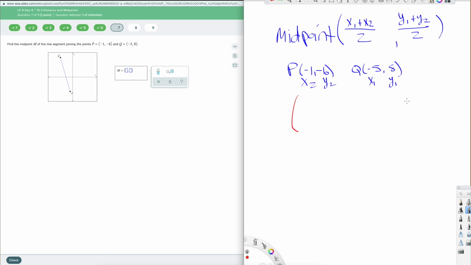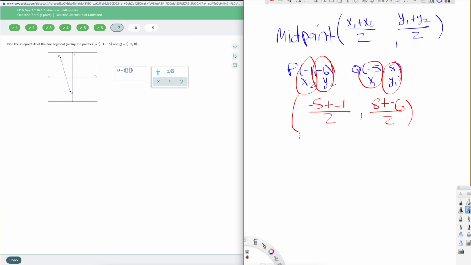our coordinates here. It's going to be plus, and then we're dividing by 2 no matter what. So these pieces aren't going to change. What is going to change is what we plug in here. So x1, I changed my mind on that one. This one's x1, -5, and this one's x2, so -1. And then y1 is 8, and y2 is -6.